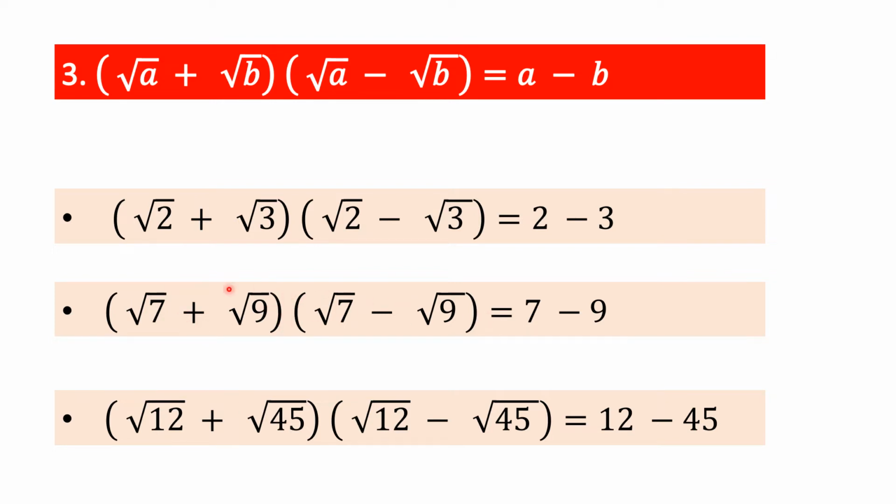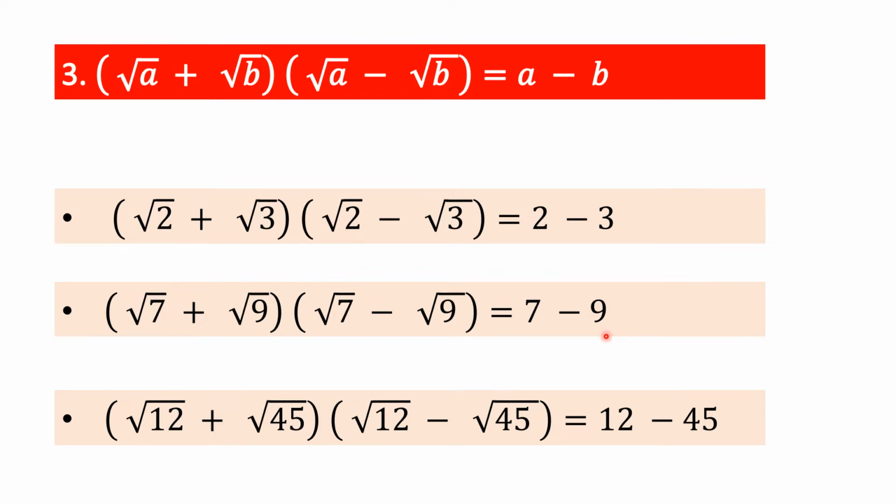So definitely again this same rule can be applied here. Root A plus root B, root A minus root B. So that is A minus B. Here A is 7 and B is 9. So we put 7 minus 9, right? So 7 minus 9 is minus 2. So we get the answer minus 2. Instead of solving this entire thing, we have got the answer easily through this formula, right?